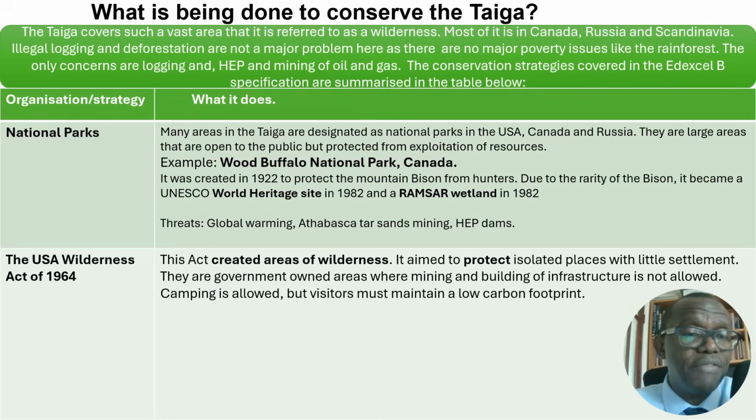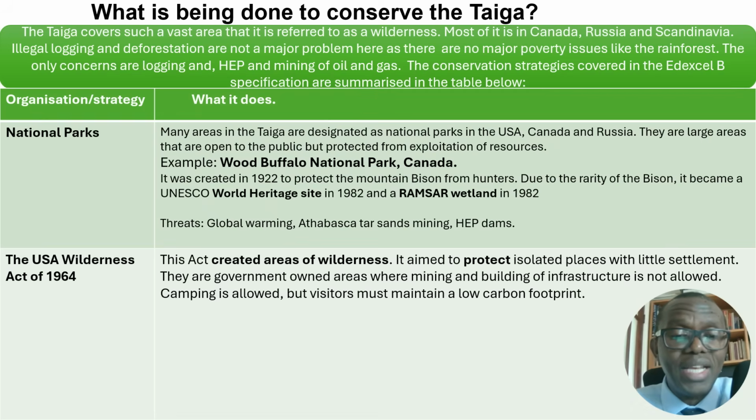And the first strategy is national parks. So many areas in the taiga are designated as national parks in the USA, Canada, and Russia. They are large areas that are open to the public but are protected from exploitation of resources. Okay, so they are open to the public, and these large TNCs that would like to do logging or other activities such as mining and construction of hydroelectric power are not allowed to do that there.